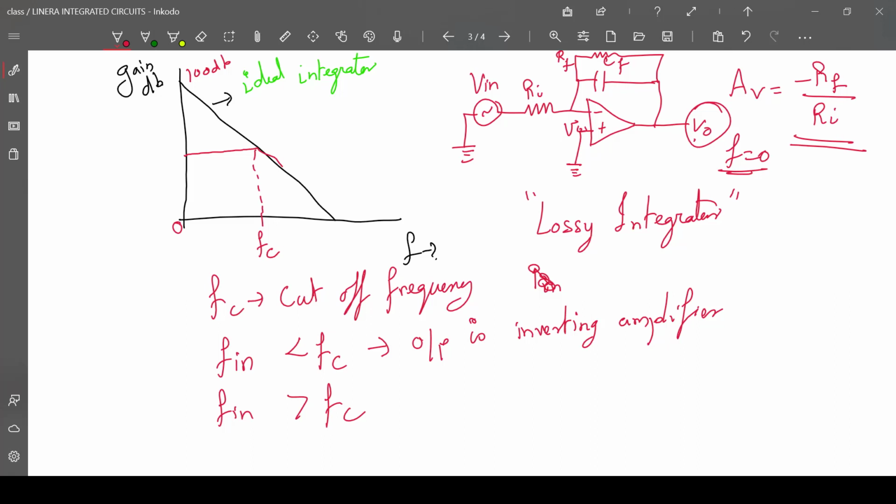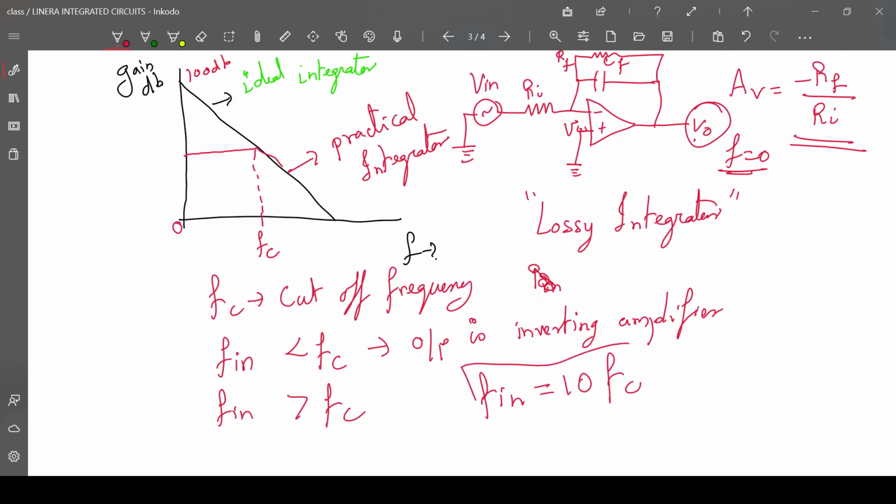So this is the practical integrator operation time period. During this time period, the practical integrator will act as an integrator circuit. Normally, the input frequency will be 10 times the corner frequency or cutoff frequency. So we have to give an input frequency for an integrator circuit which should be 10 times more than the cutoff frequency or corner frequency.